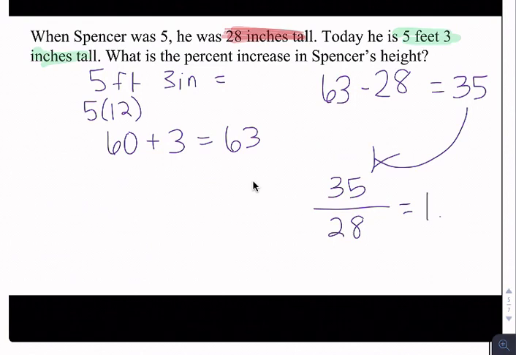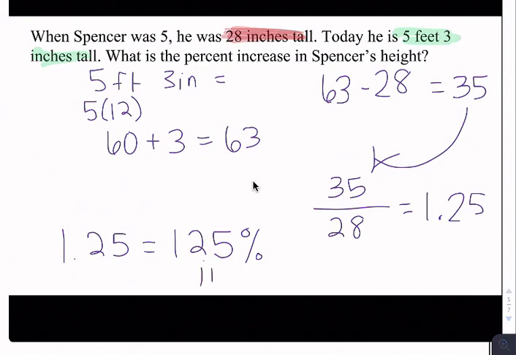And this is 1 and 25 hundredths. 1 and 25 hundredths is the same as 125%. So we have a 125% increase in price, or increase in his height.